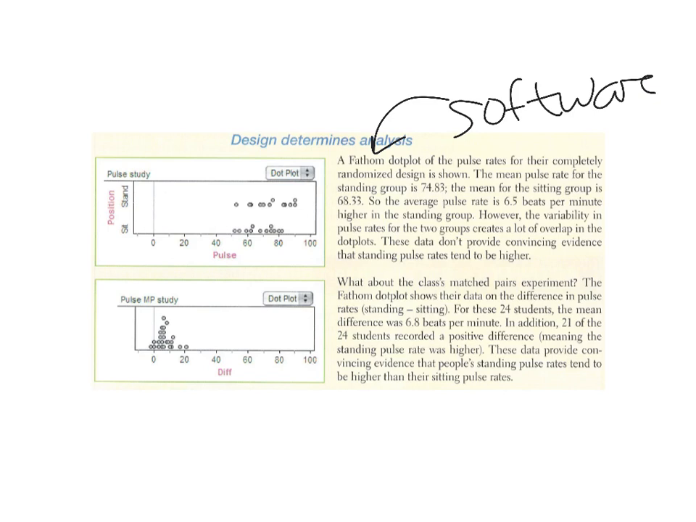Okay, so if this was a matched pairs experiment, you would have every person, let's say our class was doing this experiment, all 19 of you would take your pulse standing, and all 19 of you would take your pulse sitting. You'd be exposed to both treatments, and then you would compare the two.